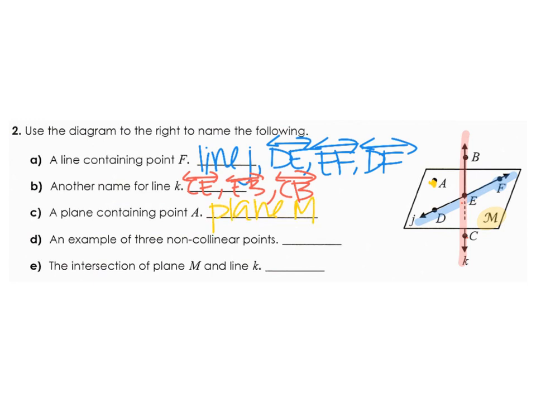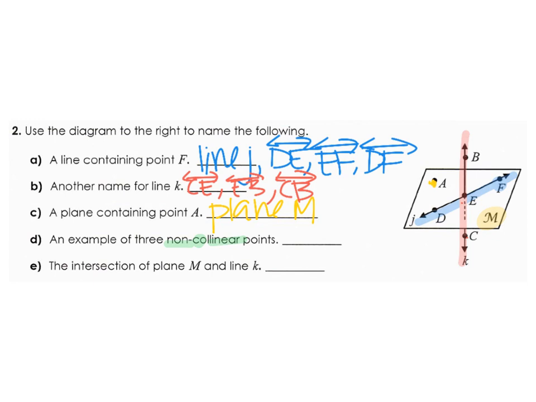All right, then the next problem is an example of 3 non-collinear points. All right, so 3 non-collinear points, we need 3 points that do not lie on the same line. Non-collinear, not on the same line. Okay, so if you break down this word, non, co meaning the same, linear means line, so they're not on the same line.